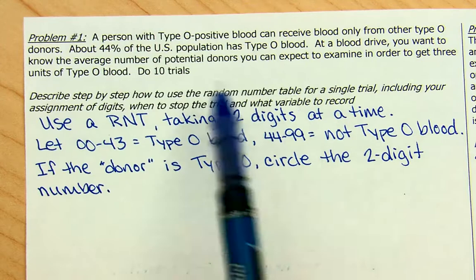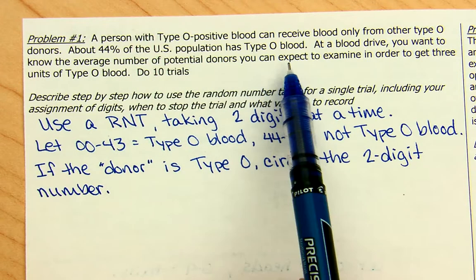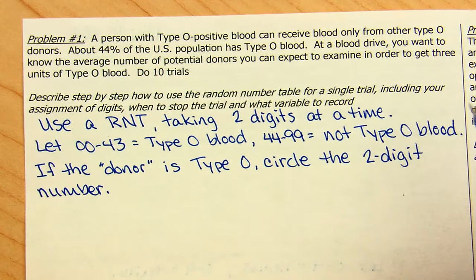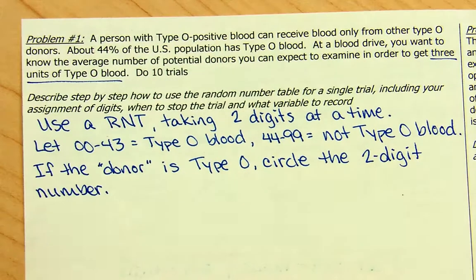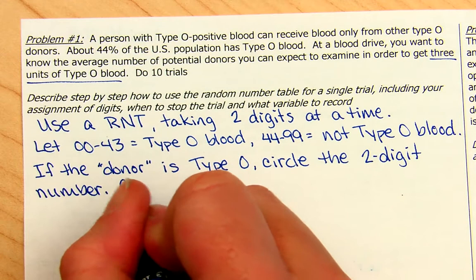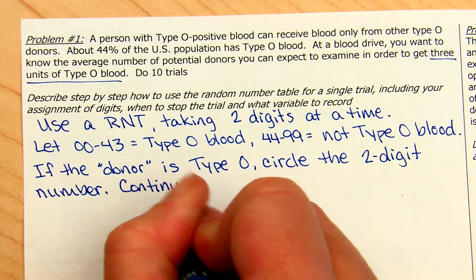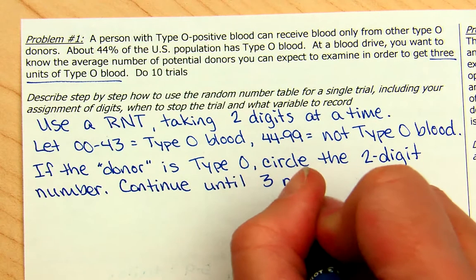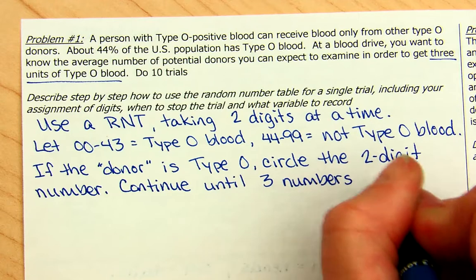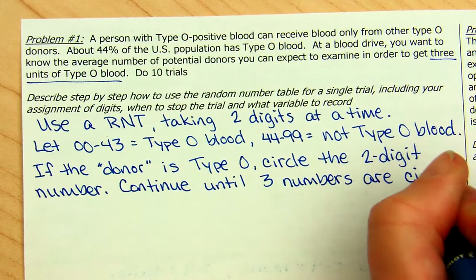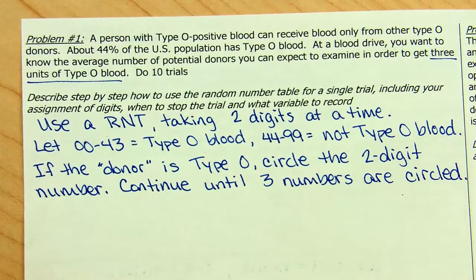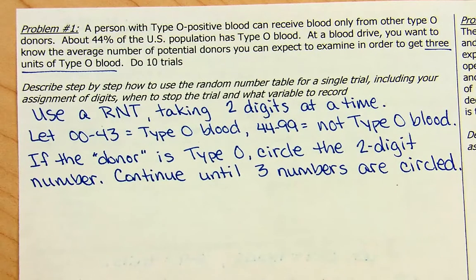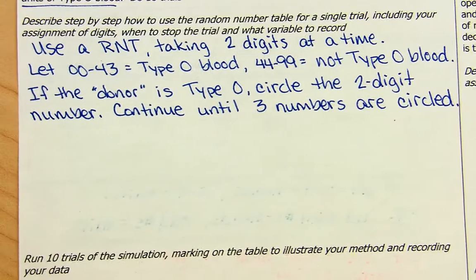And I want to know what is the average number I need to examine in order to get 3 units of type O blood. So I want to go until I have 3 numbers circled. So that's going to be my stopping point. So continue until 3 numbers are circled. So that's how I know I've ended a trial, because we want to know how many does it take to get 3 donors that are type O.